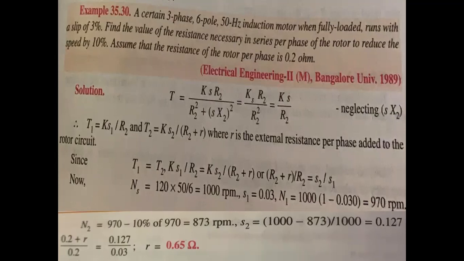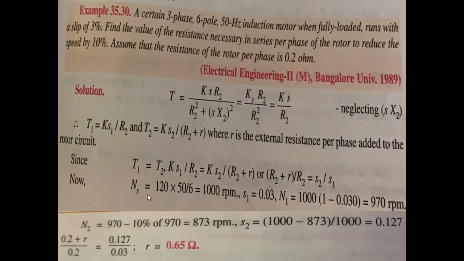We know that T1 is equal to T2, so we can equate both the equations. K S1 by R2 is equal to K S2 by R2 plus R. From that, I can write R2 plus R by R2 is equal to, K gets cancelled, S2 by S1. Keep this equation aside.